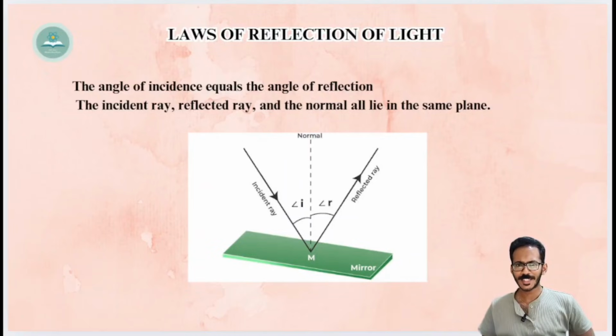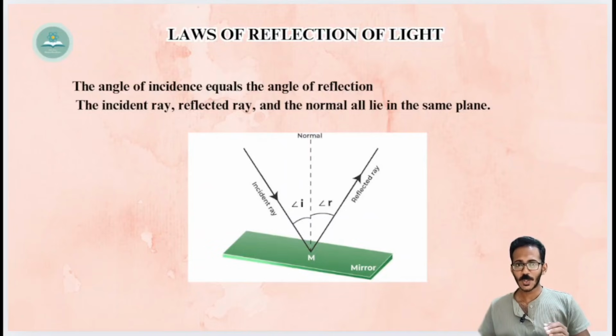Suppose the angle of incidence is 0 degrees, which means the ray is coming along the normal. As per the law, the angle of reflection also should be 0 degrees. So it will just go back along the normal itself. Please keep this in mind. So the angle of incidence is always equal to the angle of reflection.